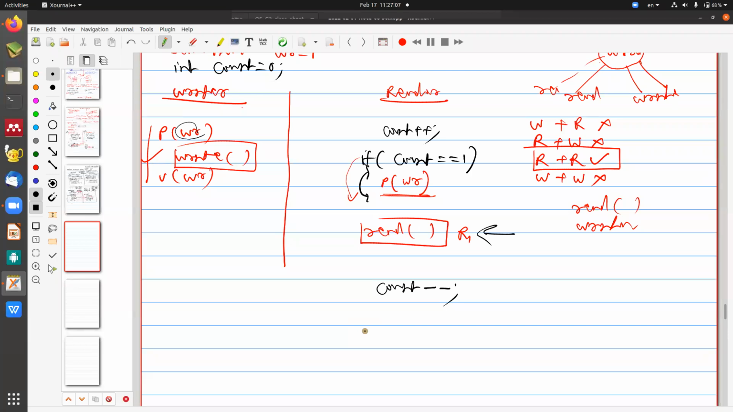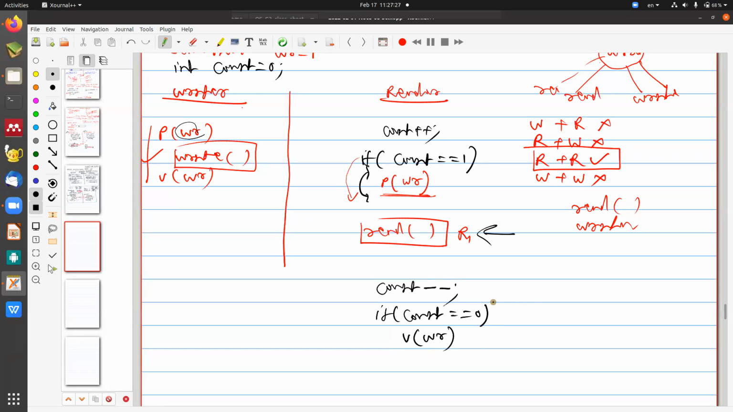Which place? The last one. How can you identify the last one? If our count is equal to 0, then you can say V of WR. So once you do this much, our job is almost over. But there are many issues. We'll come to that point.